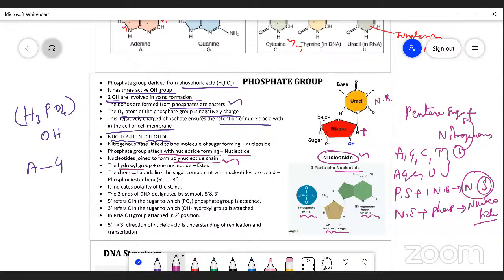This hydroxyl group combined with one nucleotide forms the ester. We can say ester also, we can pronounce that one. So one nucleotide combined with one hydroxyl group forms the ester.